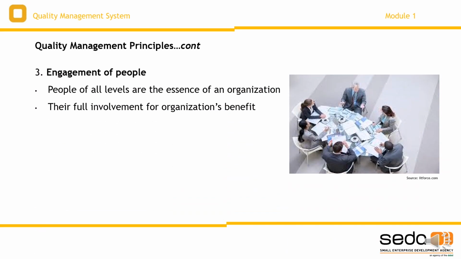As an organization, ensure that you engage your employees on issues that affect their responsibilities, as people of all levels are the essence in an organization. Without your employees, you will not have anyone who will manufacture those products or offer services to your customers. In other words, your employees are the lifeblood of your business. Value everyone, irrespective of the level or responsibility in the organization. Value and accept their inputs. Appreciate and acknowledge them. Engage your employees on issues related to their area of responsibilities. Engagement also enables improvement as well as learning. Their full involvement will be to the organization's benefit.